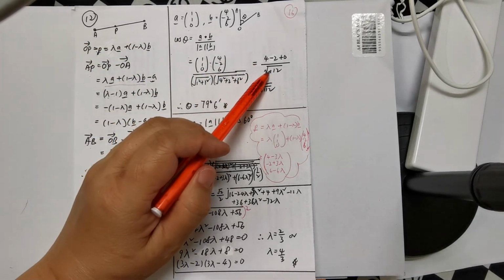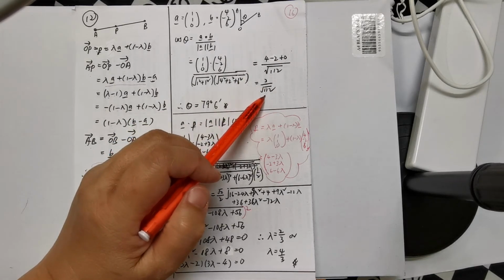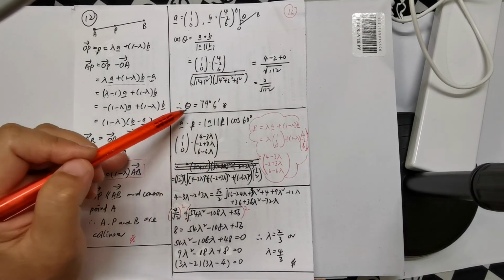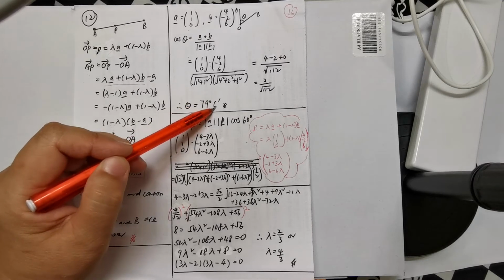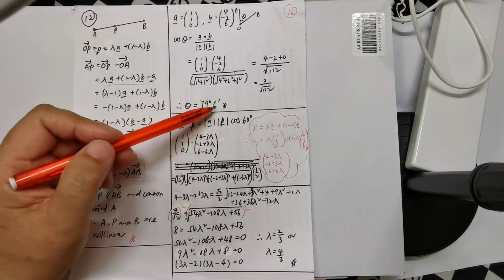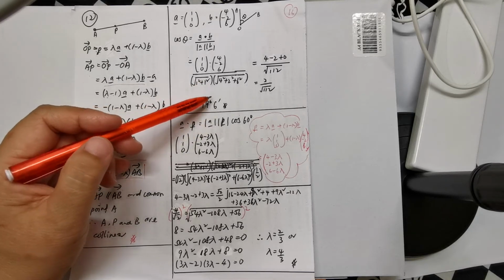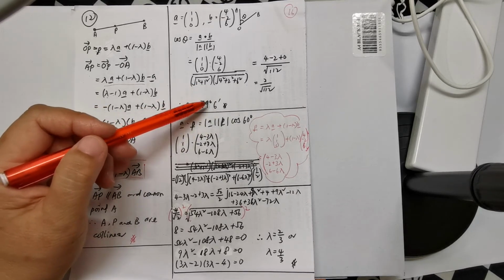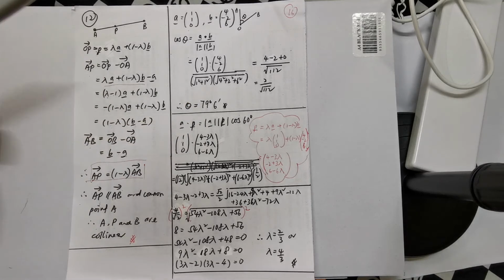So you get 2 over square root 112. So press your calculator. Theta is 79 degrees 6 minutes. You can write your answer in degree and minute, or the calculator can help you to change. Or if you want to use decimal, then remember 1 decimal. Okay? So this is the second part.